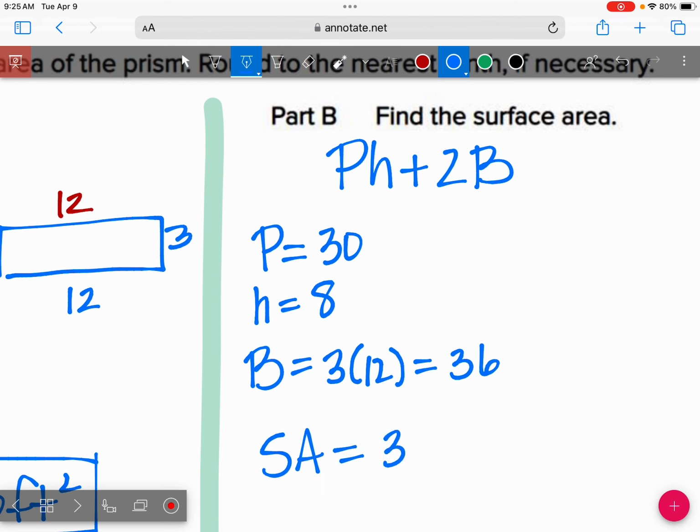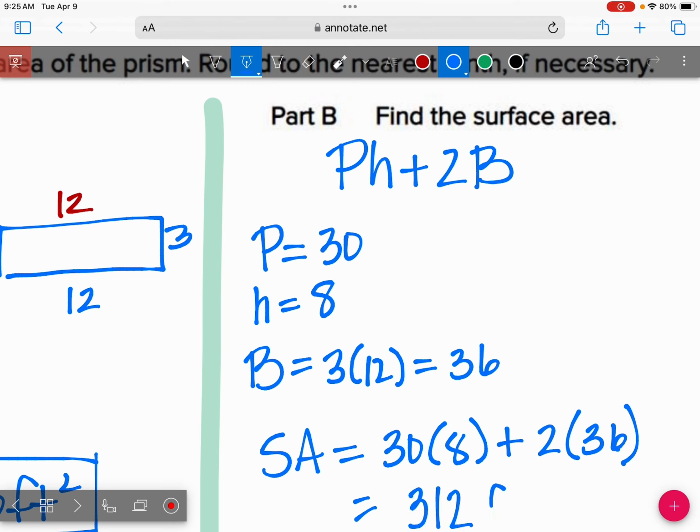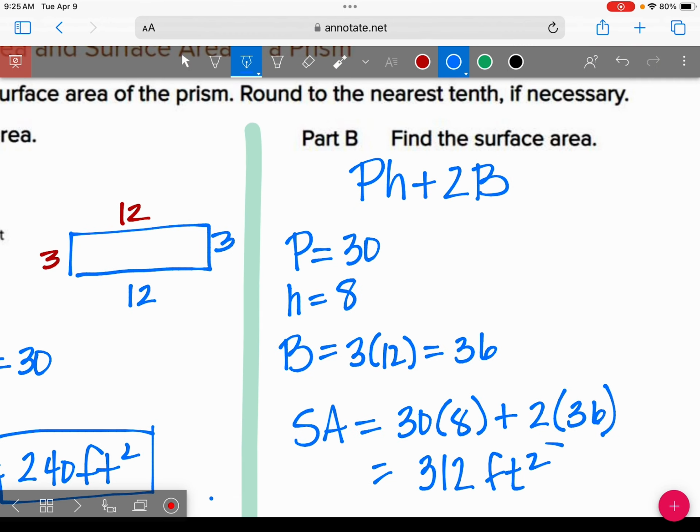So let's put it all together. Surface area equals 30 times 8 plus 2 times 36. Go ahead and type that in your calculators. Now, unless I did this wrong before break, I got 312 feet squared. Who got that? All right. Any questions about that?